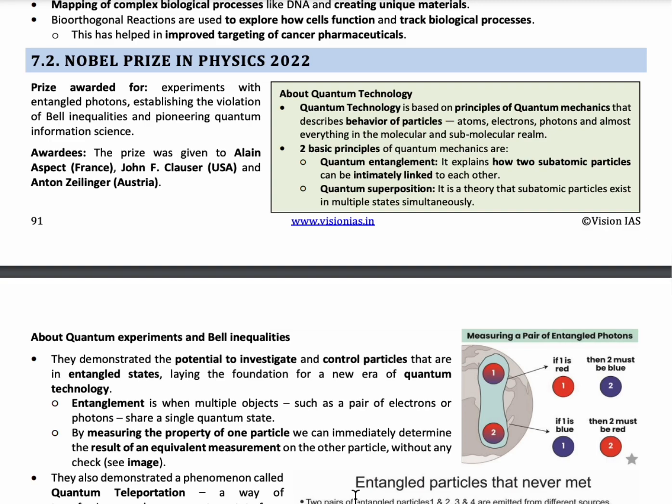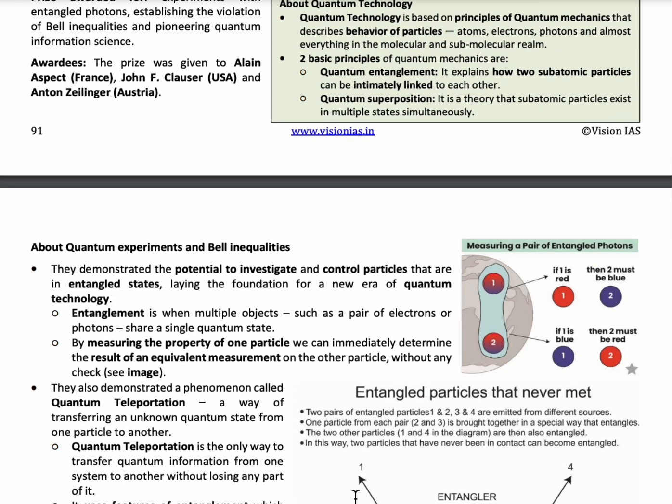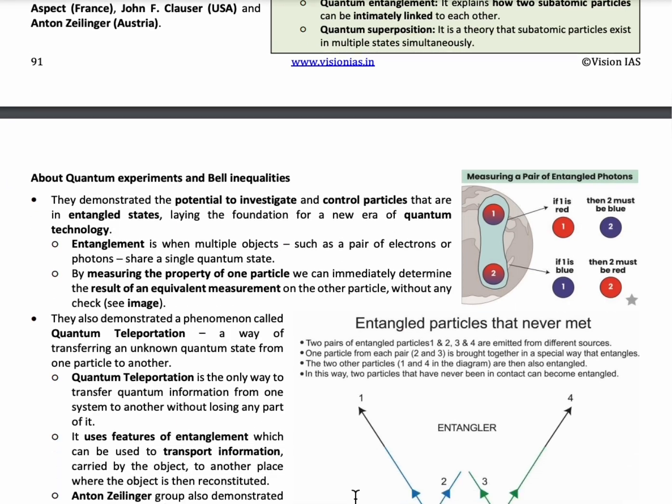The next topic is Nobel Prize in Physics 2022. So Nobel Prize was given to Alain Aspect from France, John F. Clauser from USA, and Anton Zeilinger from Austria. So they were awarded for their experiments with entangled photons, establishing the violation of Bell inequalities and pioneering quantum information science. Thus, these experiments have established a new foundation in quantum mechanics.